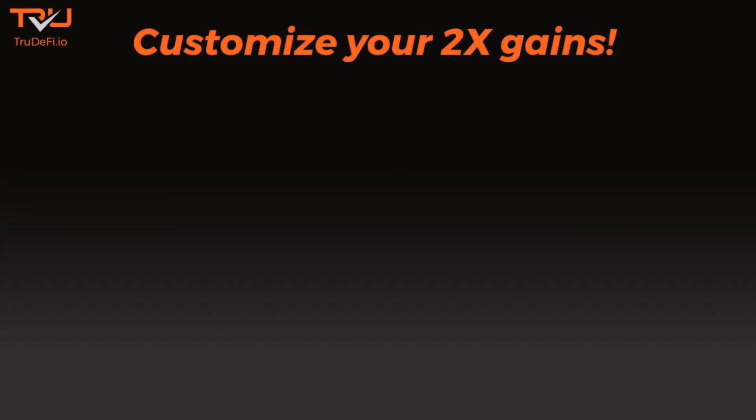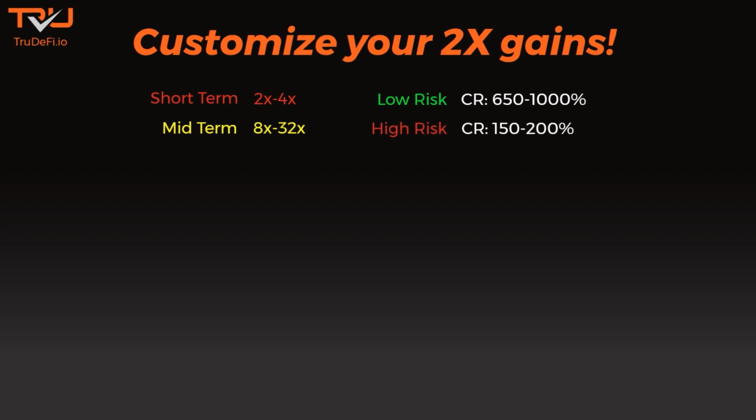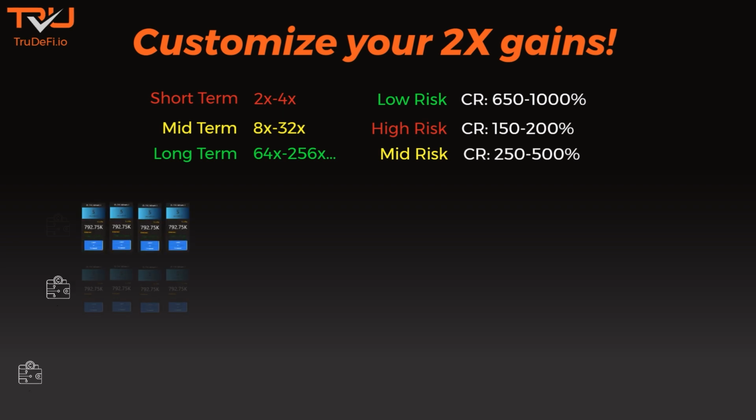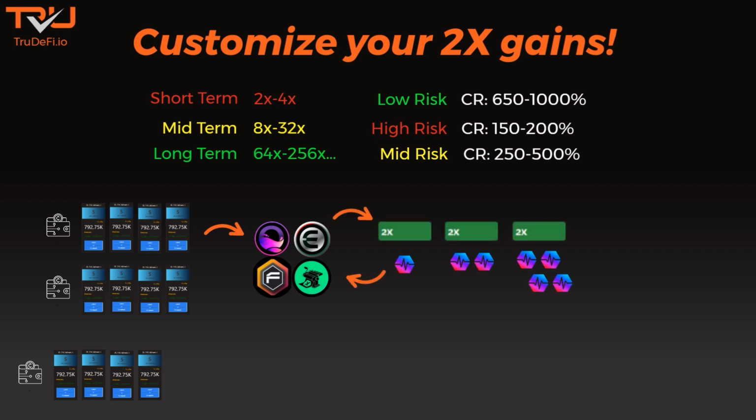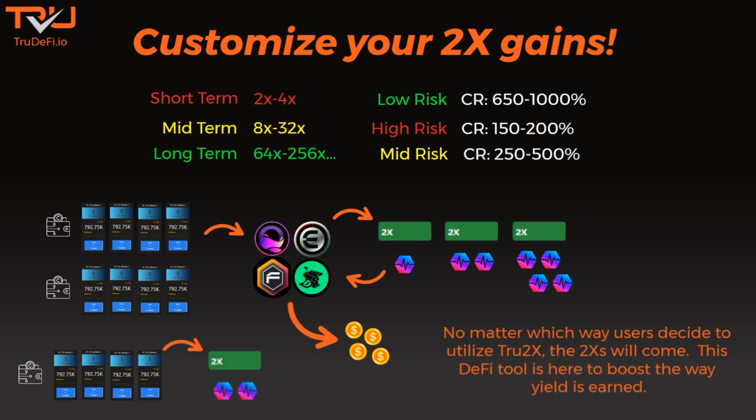There's no right or wrong way to use Tru2X and Liquity forks together. Whether you're looking for a short-term low-risk play, a mid-term high-risk play, or a long-term medium-risk play, it's your choice. Because the user has options to use multiple wallets and miners, they can mix and match these strategies with several different allocations of funds to diversify their holdings and their yields. So no matter which way users decide to utilize Tru2X, the 2X's will come.